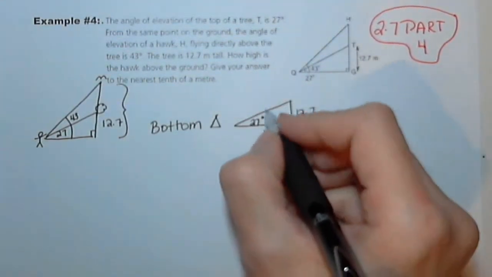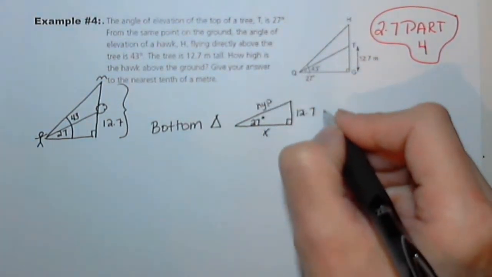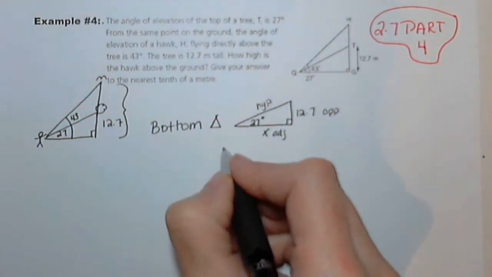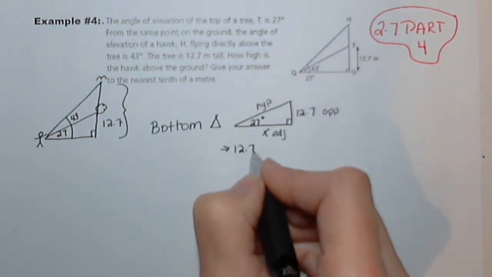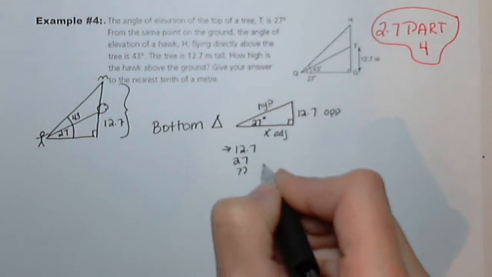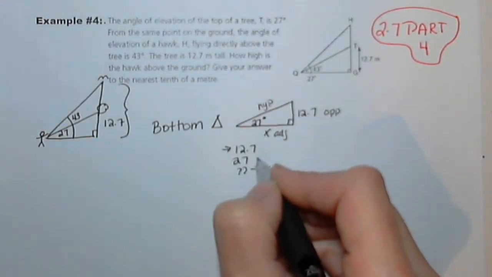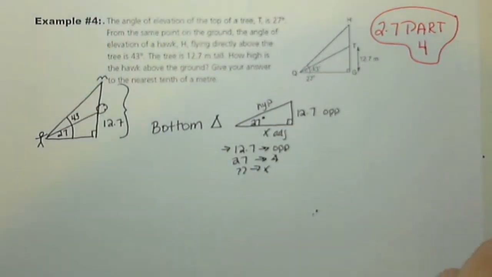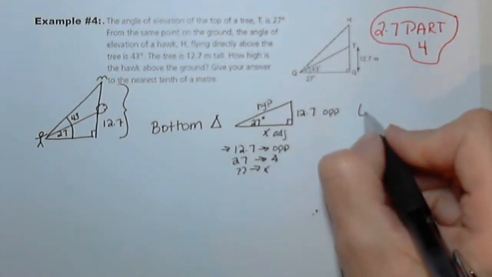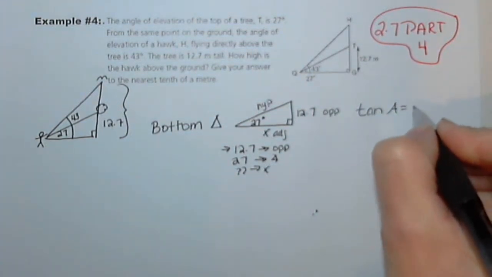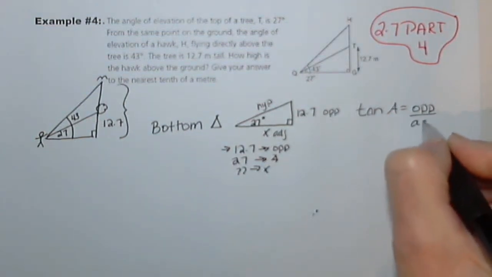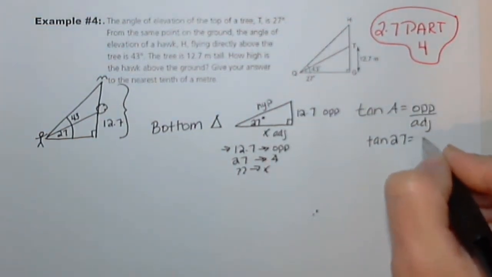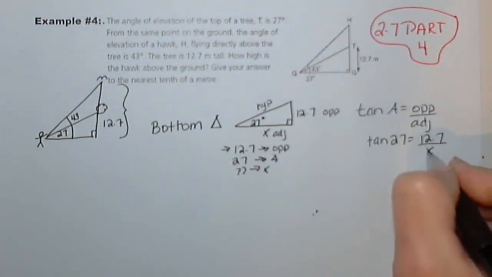So let's take a look at our variable list. Obviously this is the hypotenuse, this is the opposite, this is the adjacent. Let's make a list of our numbers. We have a 12.7, we have a 27, and we have a question mark, which is our X. 12.7 is opposite, and our 27 is our degrees. Now, which formula is this? We're looking at tan. Tan of A is equal to opposite over adjacent. Tan of 27 is equal to 12.7 over X.